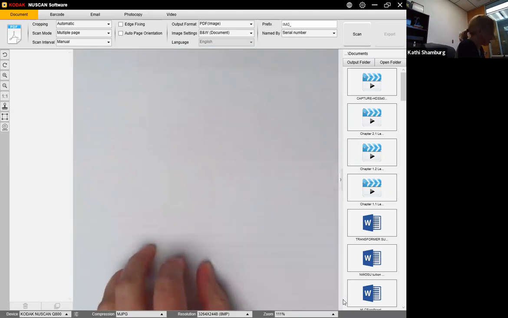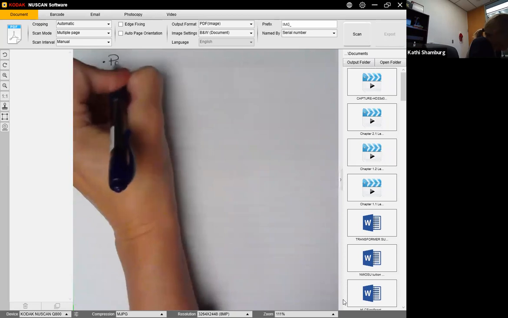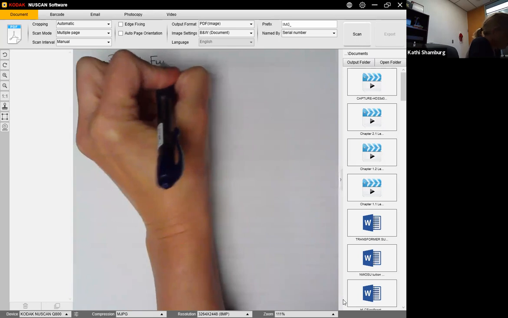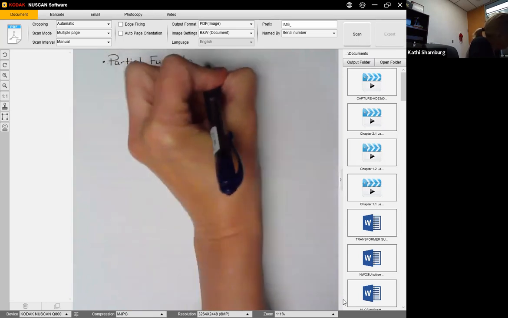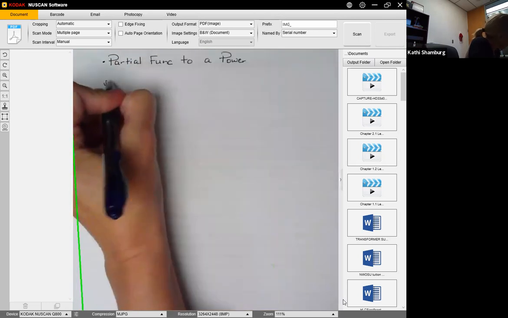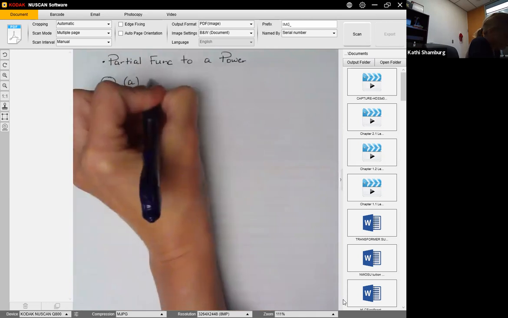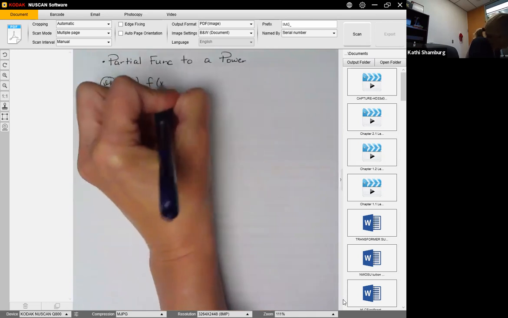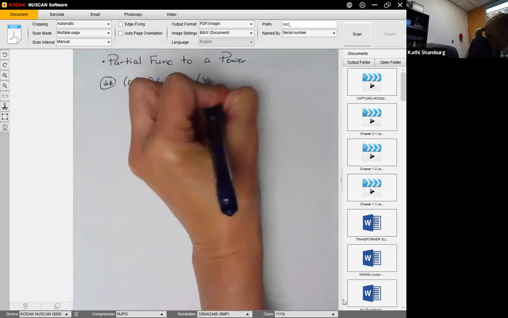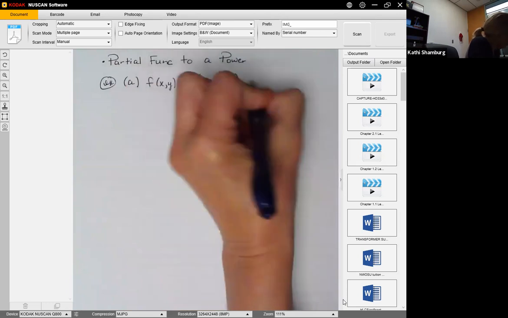All right, so that was logs and exponents. Now we're going to look at how to handle a partial function to a power. So here's an example of what I'm talking about. If we have the function in parentheses xy squared plus 2 raised to the third power.